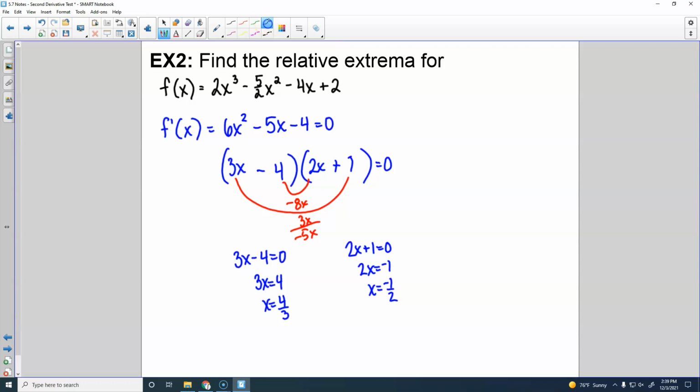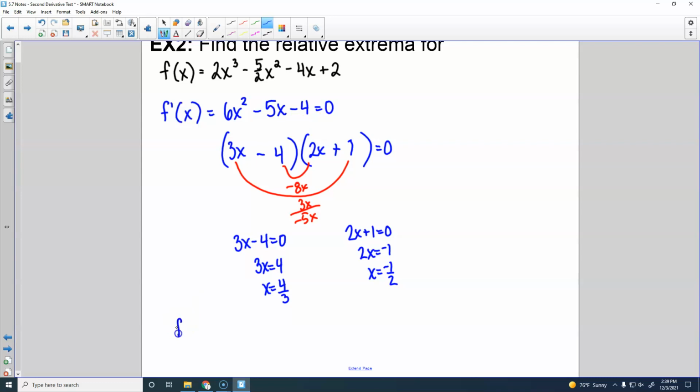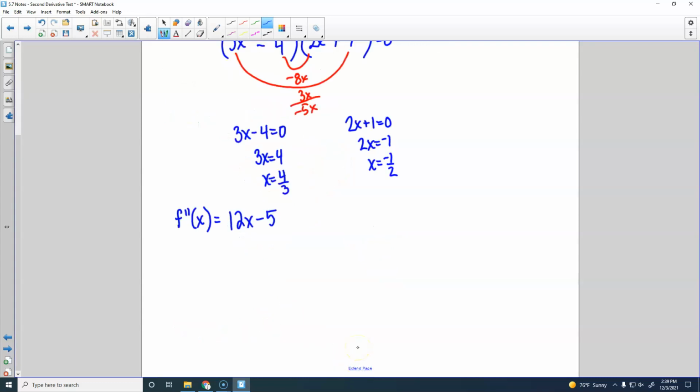Now we're going to take our second derivative. And for our second derivative, Laura, what do we get? 12x minus 5. And so what I need to do is I need to test whether my second derivative is positive or negative at each one of these critical points. So f double prime of 4/3 is going to be 12 times 4/3 minus 5. That's going to be, let's see, if you reduce there, you'd have 16 minus 5, so you'll get 11.